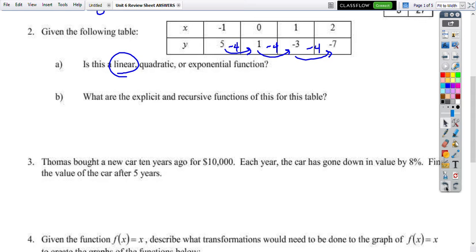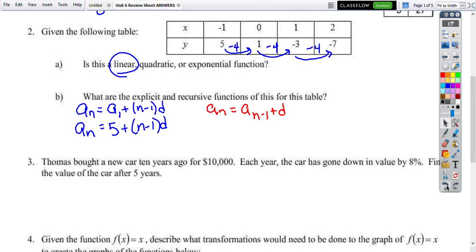The explicit recursive functions, for the explicit, it's a sub n equals a1, the first term, plus n minus 1 times d, which is what are you adding to get from one term to the next. So here a1 is 5. Actually, we changed that. a1 should be 3, not 5. So 3 plus, and then n minus 1 times d, and the d here is negative 4. So just make that change. It's on the answer sheet, so just check that one. We talked about that in class. For recursive, it's a sub n equals a sub n minus 1 plus d. So here's just going to be a sub n equals a sub n minus 1 minus 4.